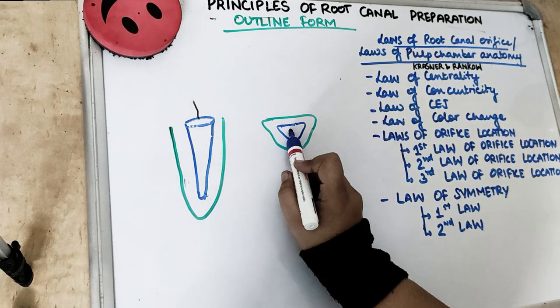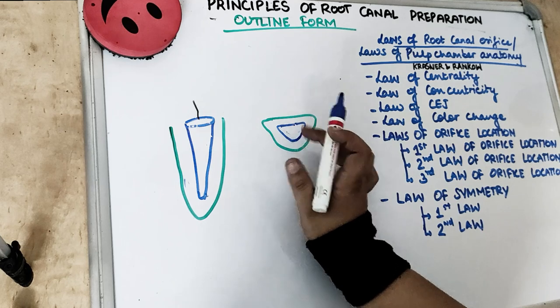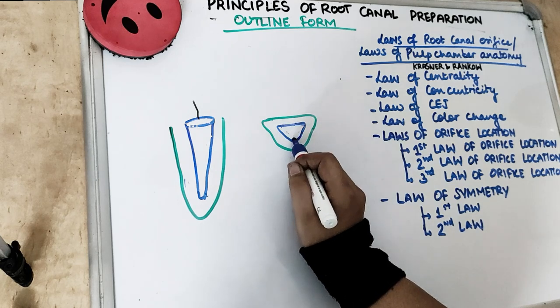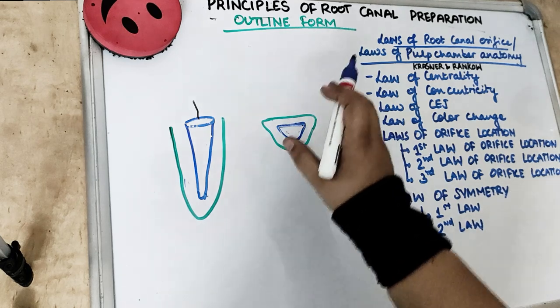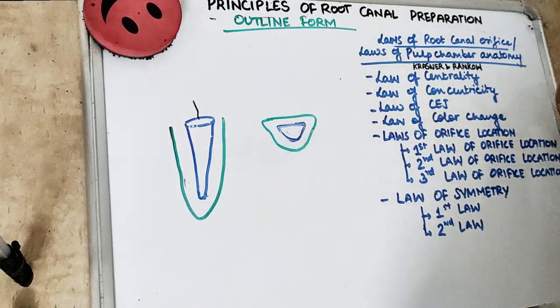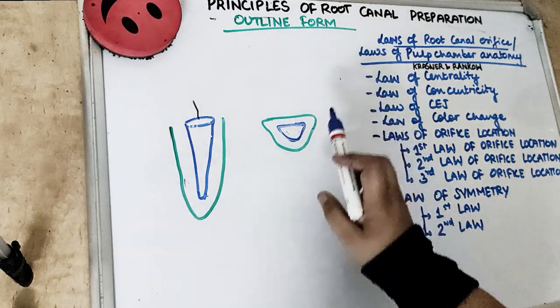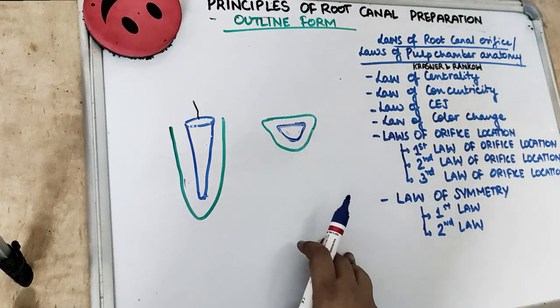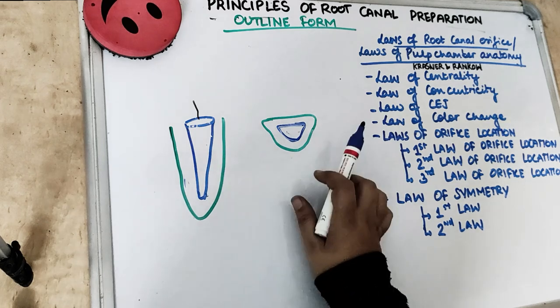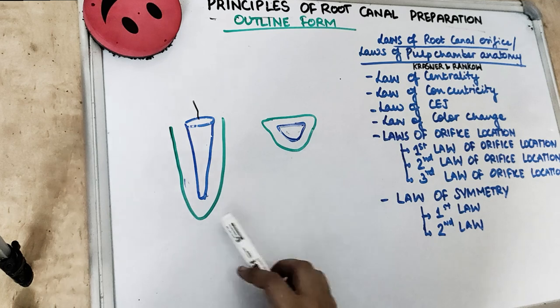The orifice will be on the pulp chamber floor, as we all know. The relationship of the orifice and the pulp chamber to the tooth is given by the laws of the root canal orifice, or laws of pulp chamber anatomy. These laws were given by Krasner and Rankow. The first one is the law of centrality. Law of centrality means the pulp chamber is always going to be in the center of the tooth.